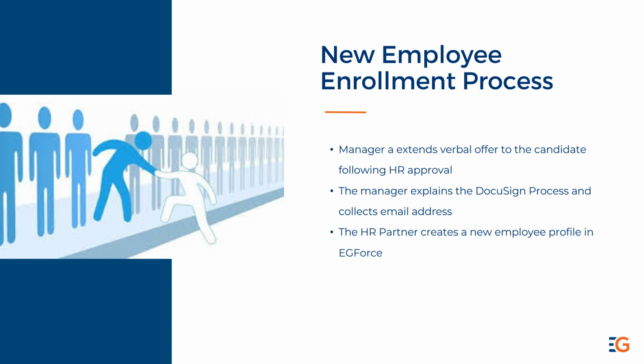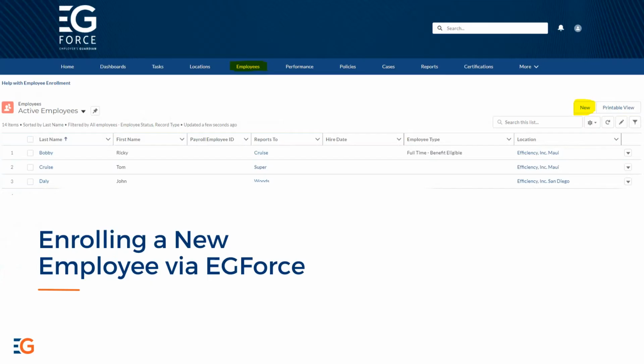The HR partner then creates a new employee profile in EG Force and answers the questions needed for EG to assemble the enrollment packet specific to the position and conditions of employment. EG assembles the enrollment packet and sends it to the hiring administrator first.